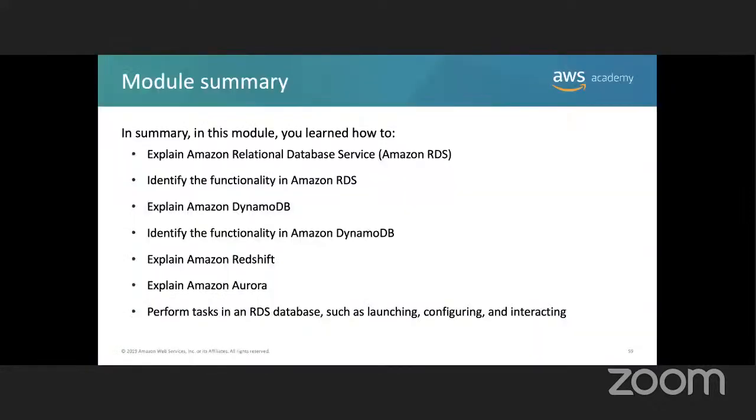Well, any questions, guys? I think it's been pretty straightforward. So in summary, in this module, you learned how to explain Amazon relational databases, Amazon RDS, database services, identify the functionality in Amazon RDS, explain Amazon DynamoDB, identify the functionality in Amazon DynamoDB, explain Amazon Redshift, explain Amazon Aurora, and perform tasks in RDS database, such as launching, configuring, and interacting. I didn't launch the database because it will take some time to create, and also we're not planning to do anything after that, but we configured it.